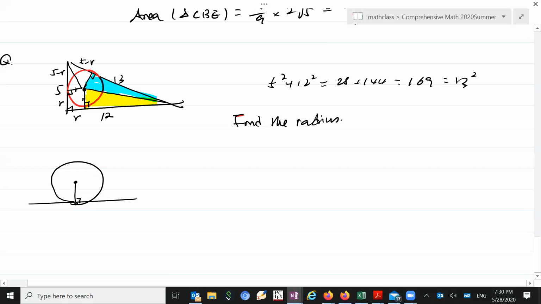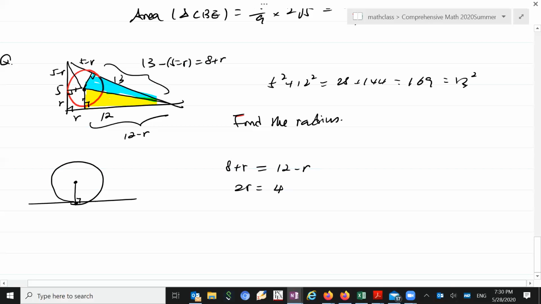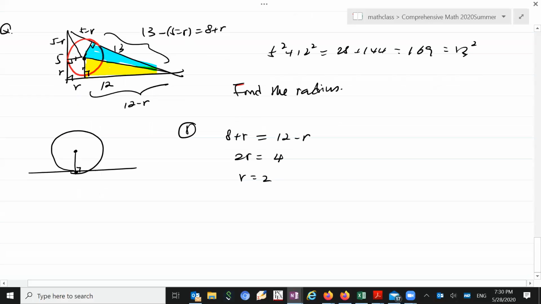So this is a special case. And what is this side? This side is 13 minus 5 minus R. That will be 13 minus 5, 8, 8 plus R, right? And this side is going to be 12 minus R, right? And those two triangles should be similar. So 8 plus R should be equal to 12 minus R. Got it? So 2R equals 4. R equals 2. That's the first method. I use the congruence of two triangles.